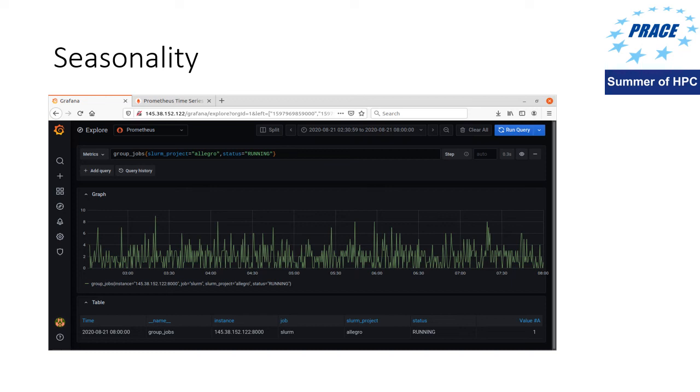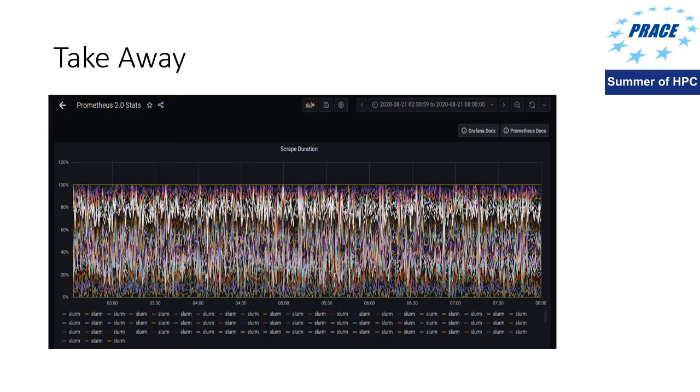In conclusion, TSM allows us to pass the data into Prometheus and Grafana dashboards, which we further use to analyze the time series of different Slurm projects. The platform also allows the user to be alerted when there are some anomalies within their system.